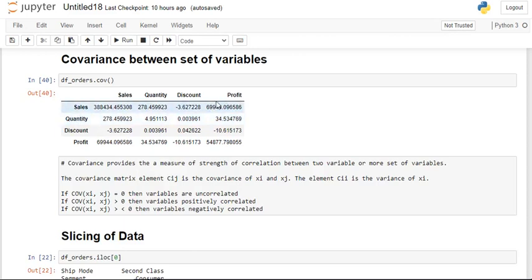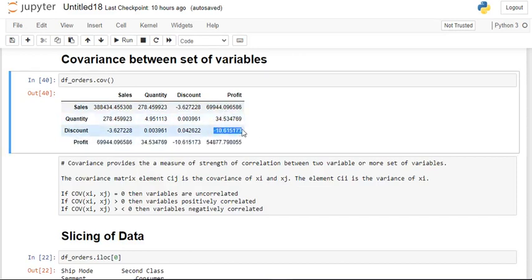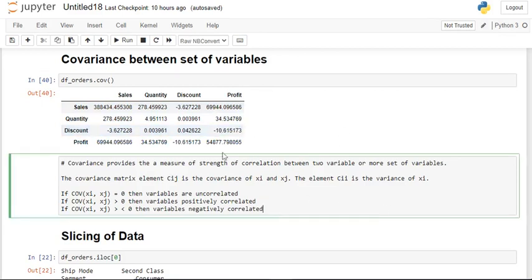quantity versus profit, and also discount versus profit. So there is a negative correlation. Again, negative correlation means it is less than 0. So we can see positive correlation, no correlation, and negative correlation by using this data set.